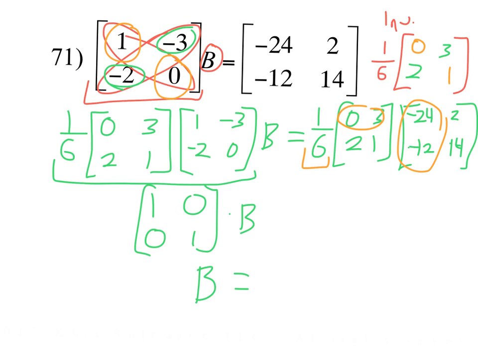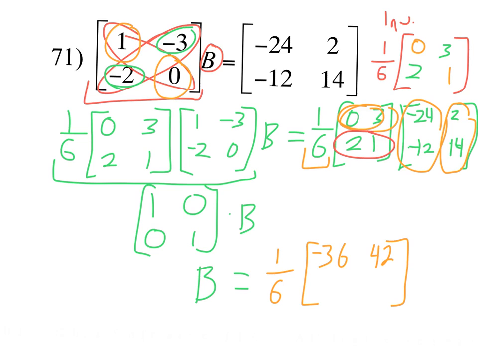0 times negative 24 is 0, plus 3 times negative 12 is going to be negative 36. 1/6, negative 36, 0 times 2, 0, 3 times 14 is going to be 52. Is that 52? No, it's 42. 52 is 13 times 4.